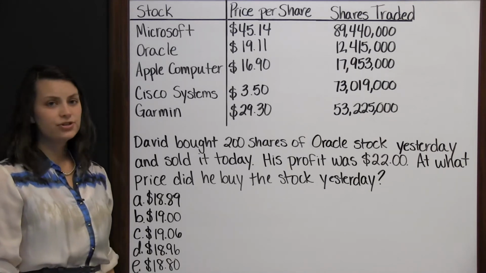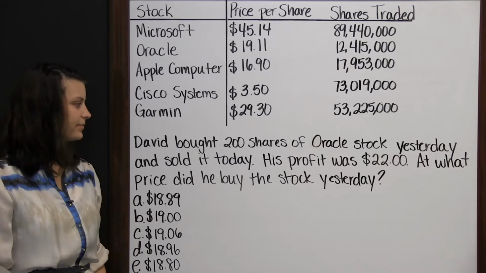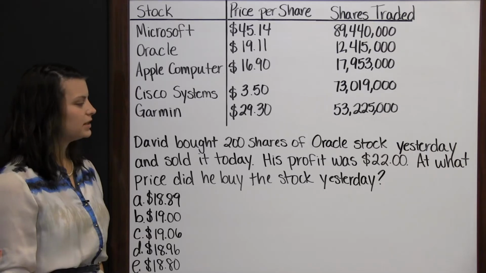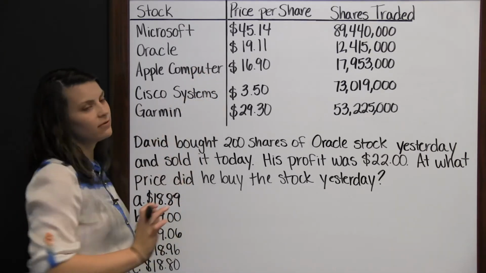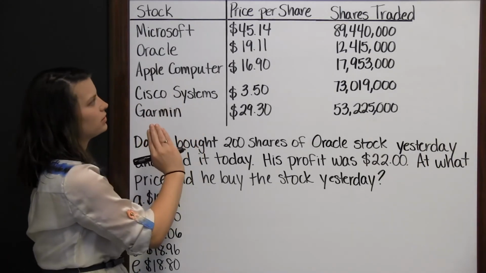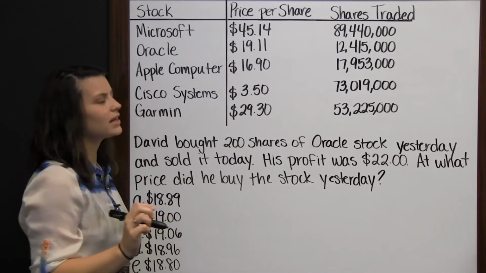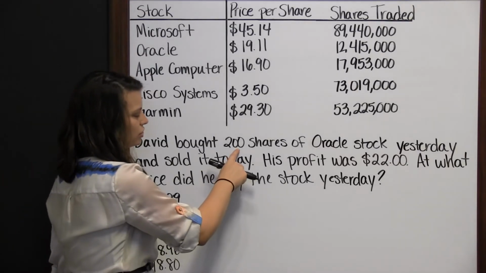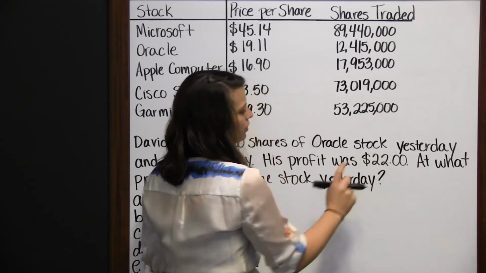David bought 200 shares of Oracle stock yesterday and sold it today. His profit was $22. At what price did he buy the stock yesterday? We have this table of information to use. So we're only focusing on Oracle stock, which presently is being sold for $19.11 per share. It tells us that he bought 200 shares and made a profit of $22.